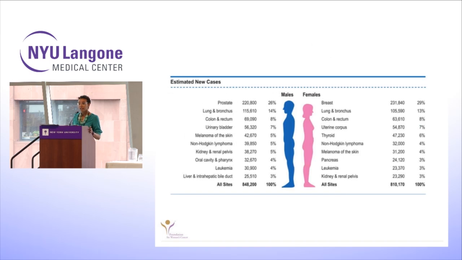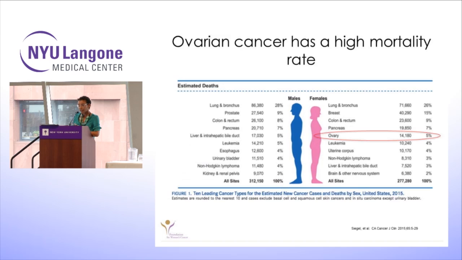So, thankfully, ovarian cancer is not that common. Only about 1 to 2% of women in this country will be diagnosed with ovarian cancer, so it's not nearly as common as breast cancer, lung cancer, or colon cancer. But unfortunately, ovarian cancer has a very high mortality rate. Ovarian cancer was not on the prior slide, right? It didn't hit the top 10, but unfortunately, it's number 5 in the cause of death for women in this country.